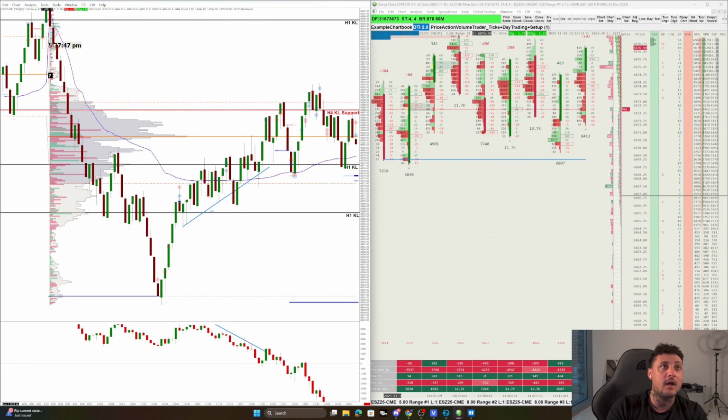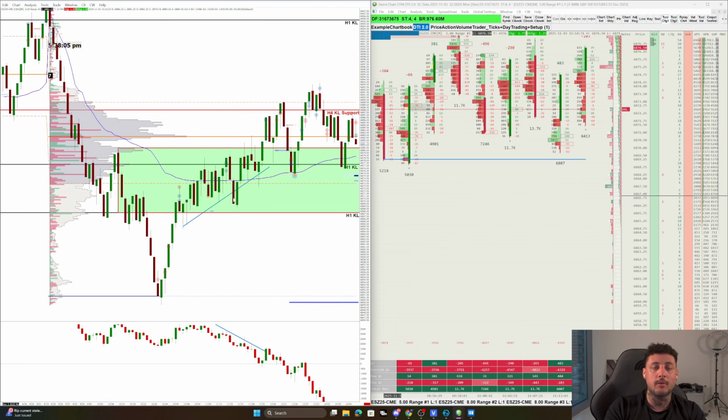At that time, the balance range was basically this entire area right around here. This was the entire balanced range. And what that simply means is this is where we were seeing a lot of business being done and a lot of accumulation here from both the buyers and clearly the sellers as well.